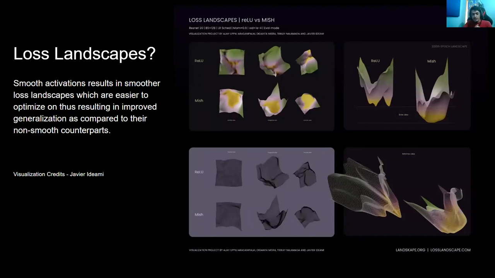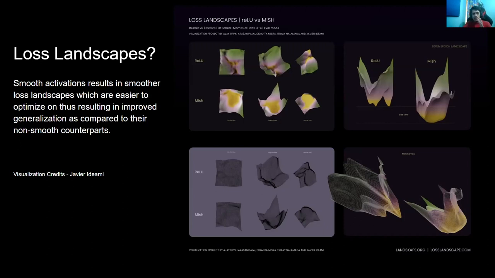As I started with a simple video about loss landscapes, now I think it's time to dive into why I brought that up. It's really interesting to see the performance improvement that smooth activation functions are providing compared to ReLU or leaky ReLU. But we wanted to explore what is actually happening and what's driving that performance improvement.